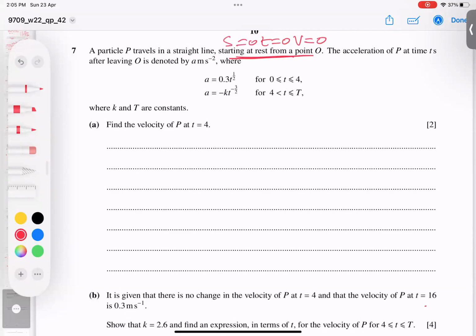And he mentioned what here? This is for the first 4 seconds and the acceleration is given. He said to find the velocity when time is 4. So I'm bound to use the first equation: a is equal to 0.3 t to the power half.